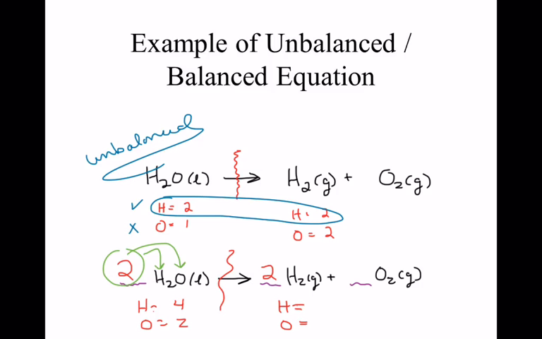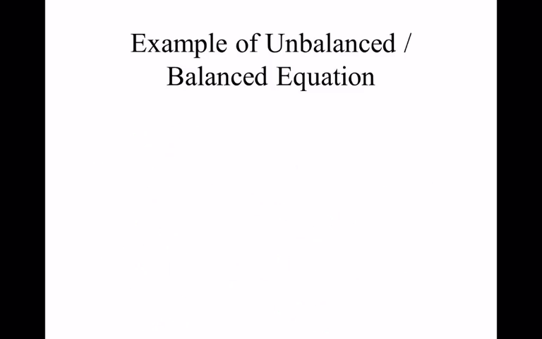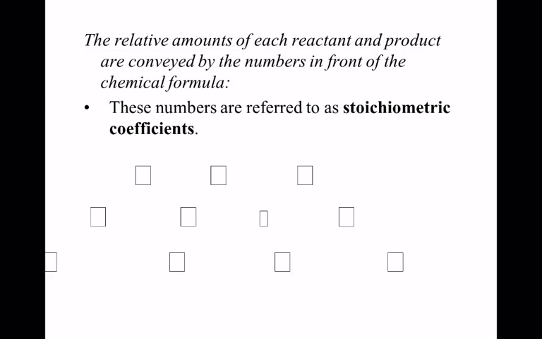On the product side, I have 4 hydrogens, and it looks like I have 2 oxygens. So it's balanced. And that's it. What we just did was balance the unbalanced equation. So here are some other examples of balancing equations.